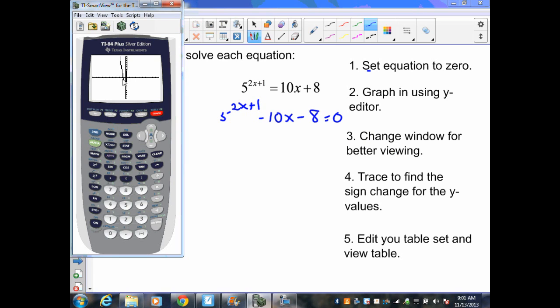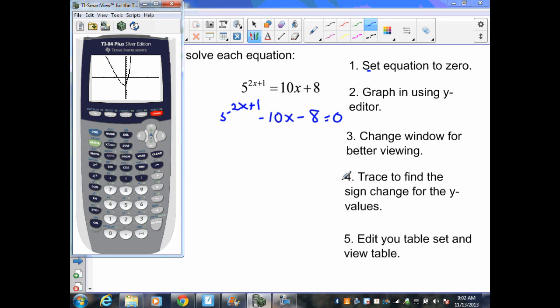You can see that my intersection point is going to lie somewhere between a -1 and 0, and the other one's very close to 0 itself. So when I go to window, I know that I can shrink my x values down to about a -3 for the min and a +3 for the max. Now I can graph that again, and I can get a better view. As you can see, I'm going to fall in between -1 and 0 for my first solution, and again between 0 and 1 for my second one.